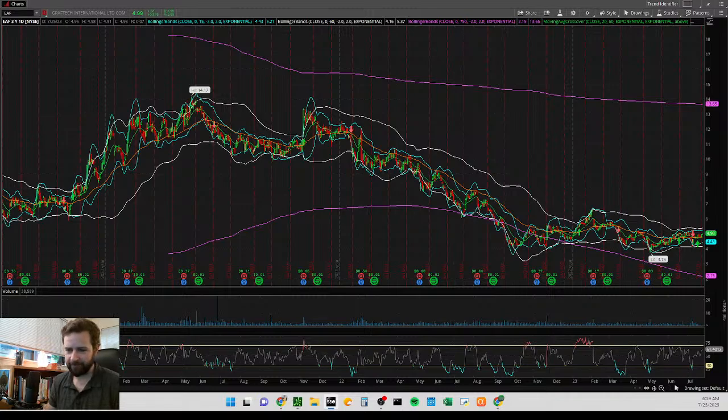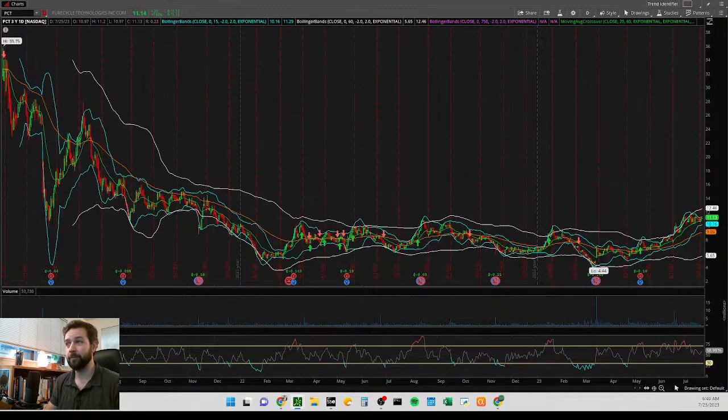I do own GraphTech EAF. I'm at my minimum, and unfortunately, it's a minimum because it's a $5 stock. So it's small. PCT, same thing. I'm at my minimum. I'm up 8% on this position. Wish it got oversold. Oh fuck!